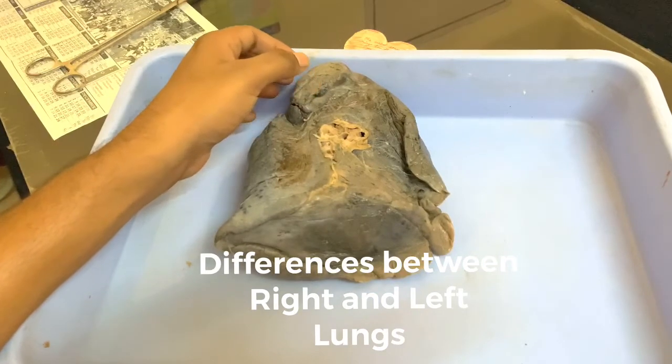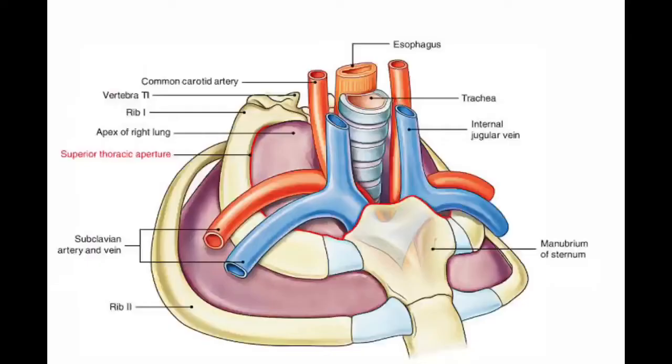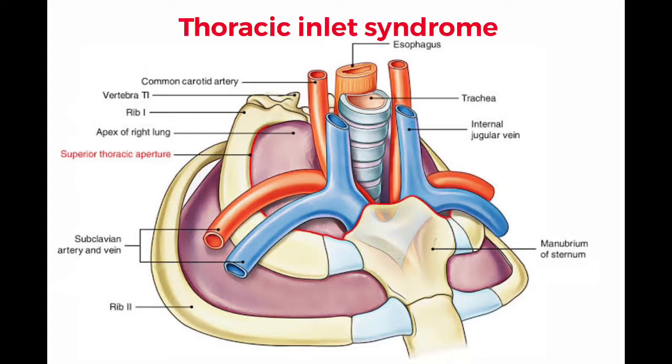Next, we will move on to the clinical aspects. The thoracic inlet syndrome. If there are any tumors affecting the upper lobe of any lung, it may produce thoracic inlet syndrome due to the compression of the structures around the apex.